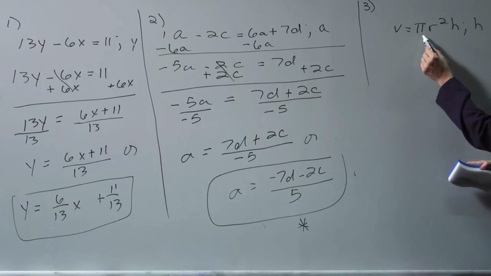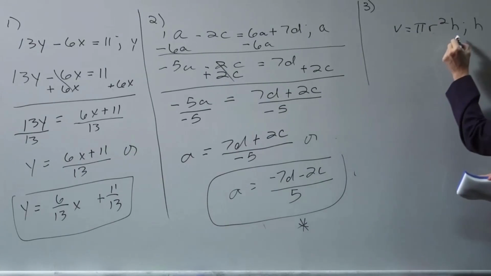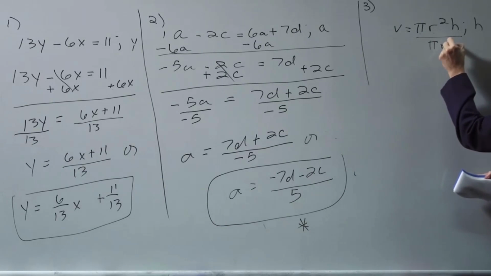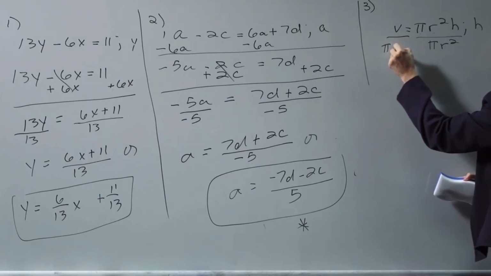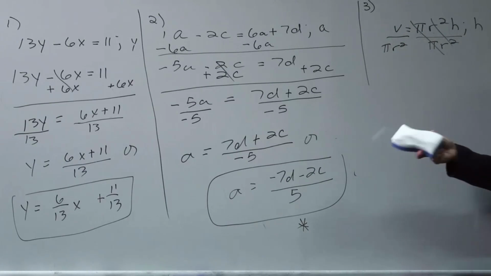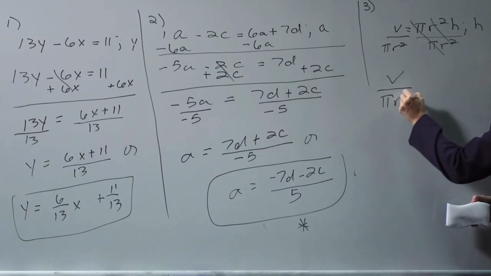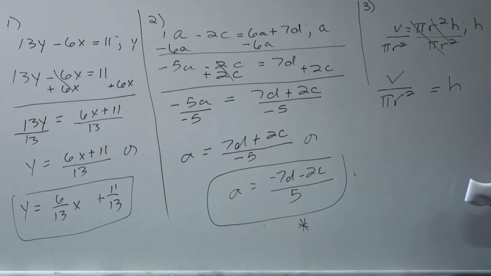But what we're going to do is get rid of the pi r squared. The pi r squared is attached by multiplication. All we have to do is divide it out. Watch how simple. Yes, I can do the whole thing at once. Yes, because I have the magic marker. Magic marker. That's not even funny anymore. So this is v over pi r squared equals h, and we're done.